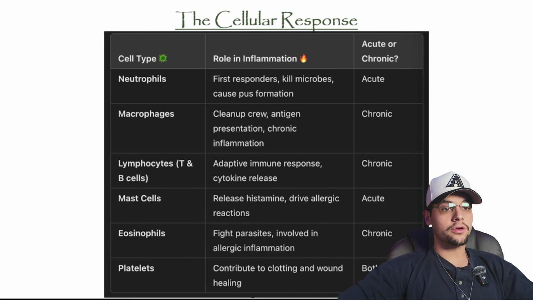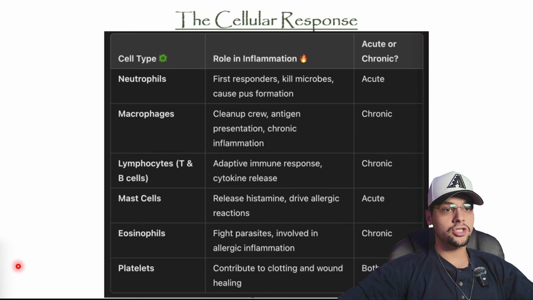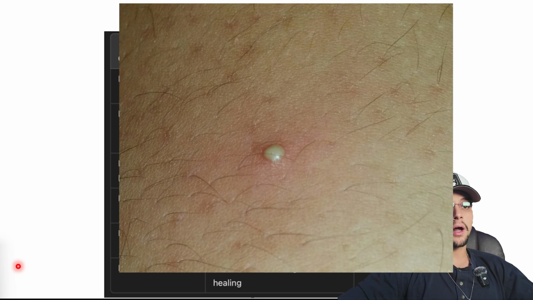The cellular responders, who is involved in inflammation. I would recommend you take a picture of this chart as well. Let's go ahead and break down each of these. Neutrophils, these are your first responders. They kill microbes, produce reactive oxygen species, and cause pus formation. Pus is actually a way for your body to clear debris, and the majority of it contains dead neutrophils. So if you hear the words pus formation, automatically think neutrophils.